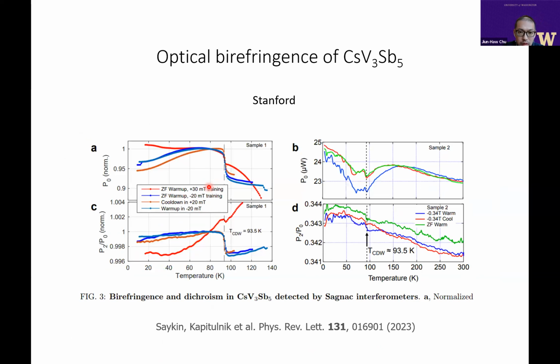Now, the Kapitulnik group at Stanford, they are using a different technique that also measures the optical Kerr effect, and their conclusion is that there is no optical Kerr effect. However, through their measurements, they also concluded that there is a birefringence, which is shown in this figure, which I copied from their supplementary material. So you can see that even though these three groups disagree on whether there is time reversal symmetry breaking or optical Kerr effect, they all agree that there is an optical birefringence. So to me, this seems to be quite strong evidence that there is a rotational symmetry breaking at the CDW transition temperature. Well, having said that, there's also a different view from different experimental groups.